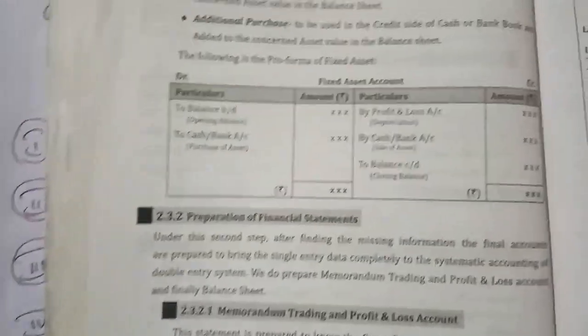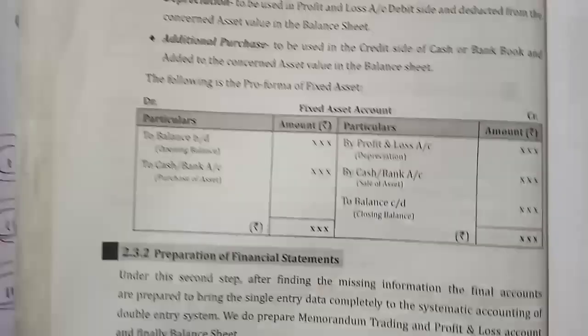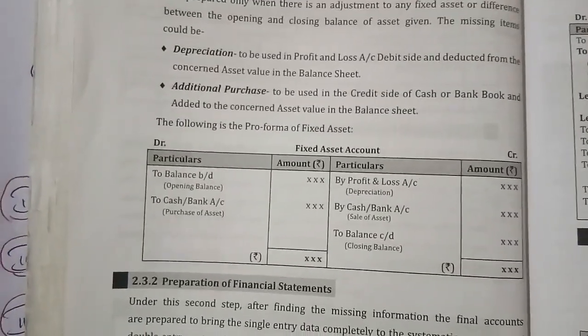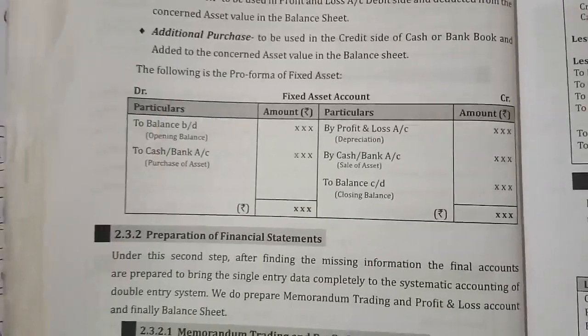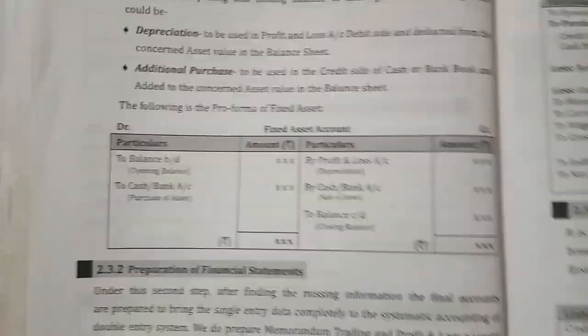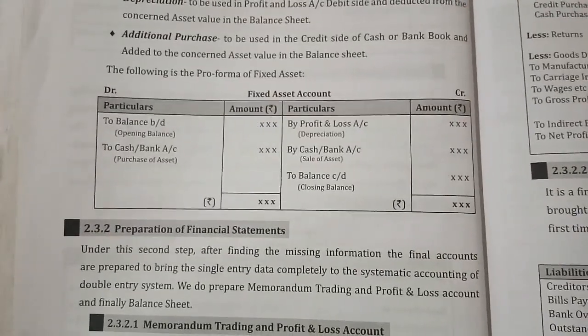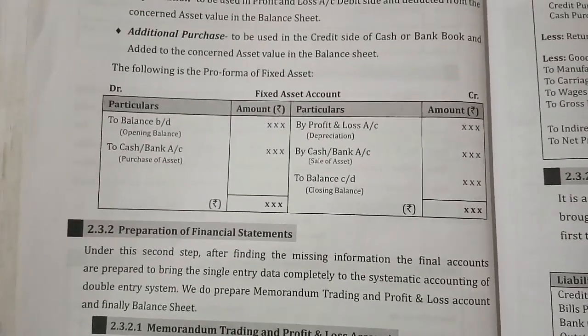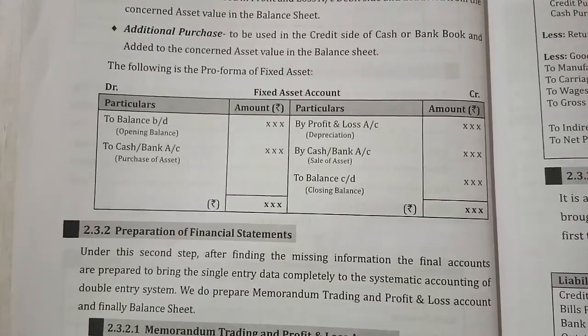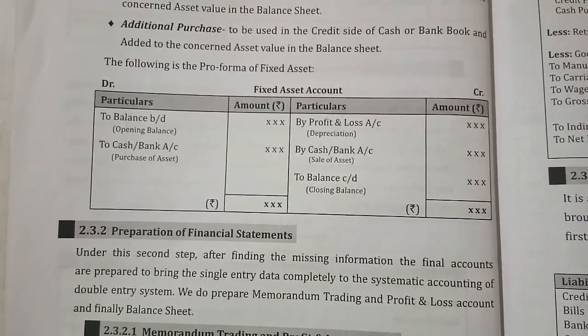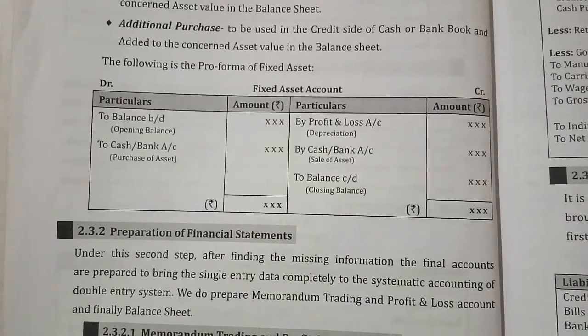Next we will be going to fixed asset account, and why this fixed asset account is created, that also we will know. See, when depreciation, additional purchase and all these come in your question, then you are able to prepare this fixed asset account. It's too easy. Balance brought down is in that question only. Okay, balance brought down and carried down will follow.